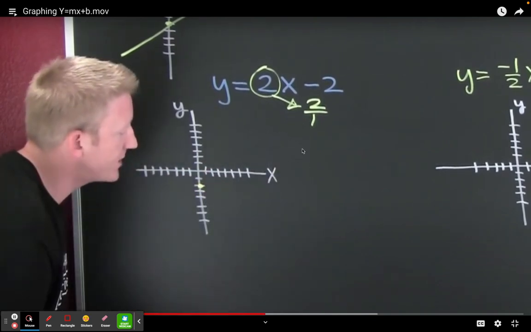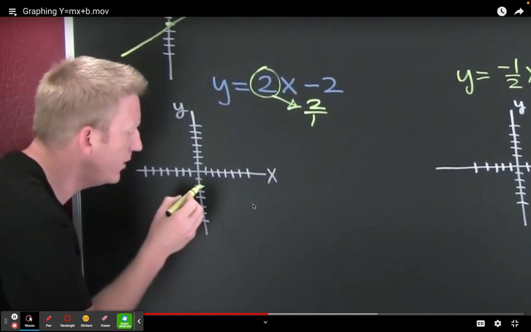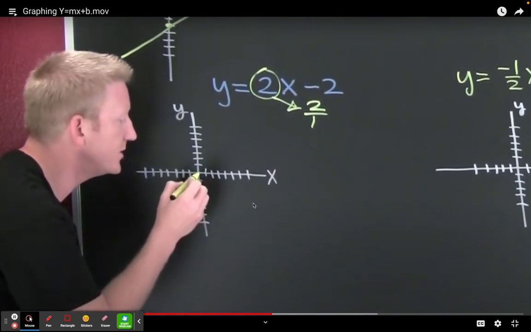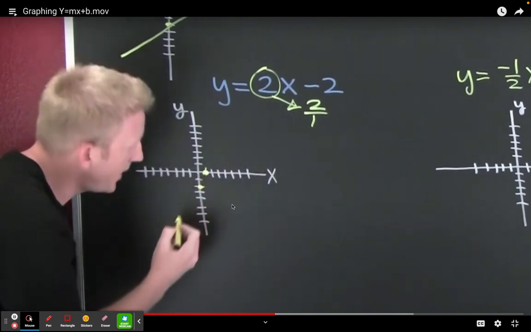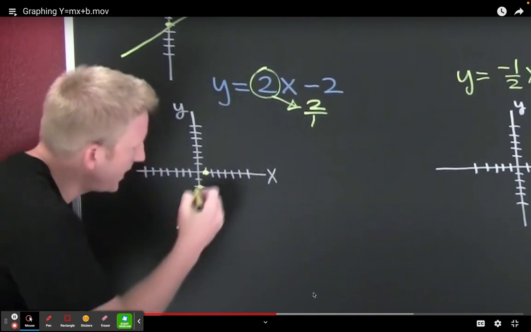Then from here, you're going to move the slope. How many? Up 2, and then right 1. And he could get a ton of pretty points here. Up 2, right 1, up 2, right 1. Ton of pretty points on that one.